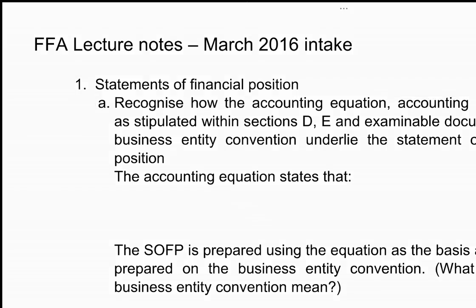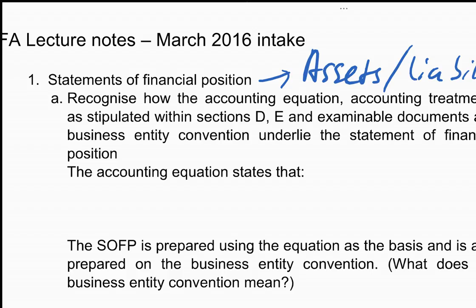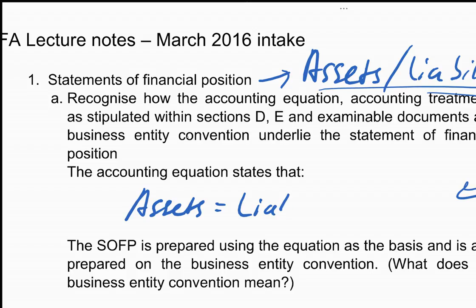A statement of financial position basically shows three very important groups of items. Mainly they are the assets, liabilities, and not forgetting, very important, the equity. So it shows these three groups of items, and they are all related by the accounting equation. The accounting equation says that assets should be equal to liabilities plus equity. They should be the same.